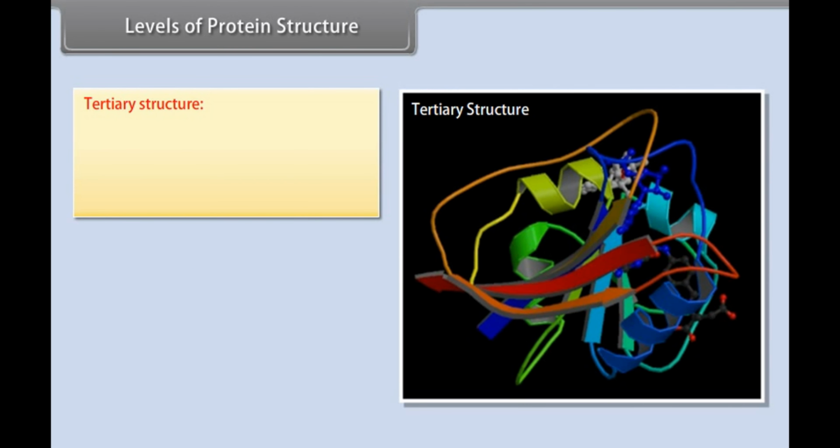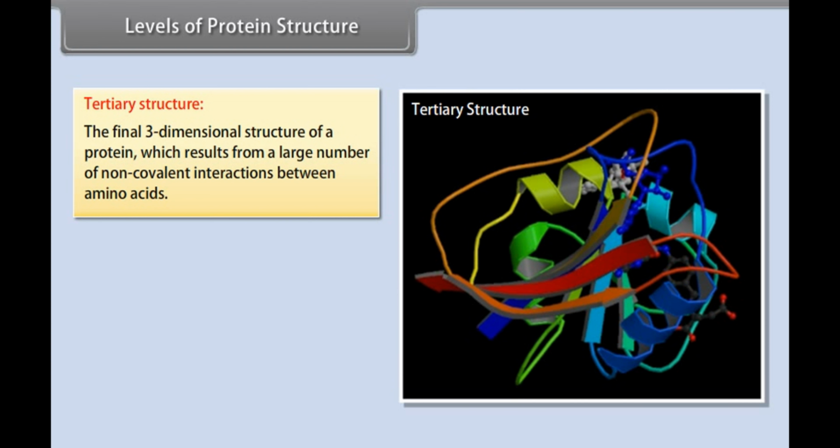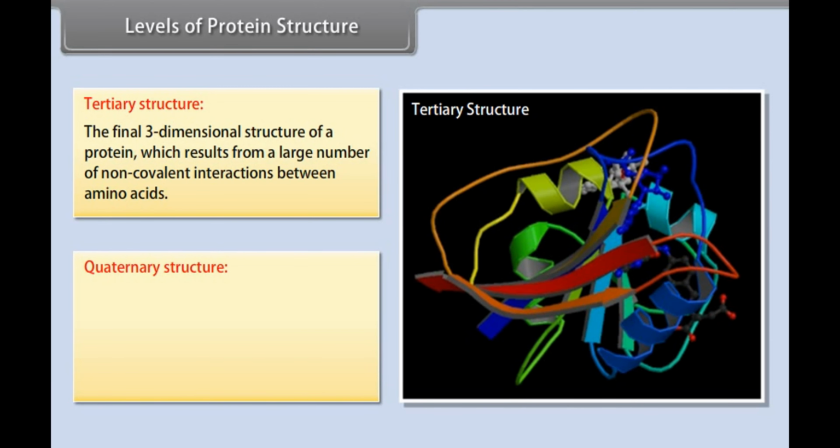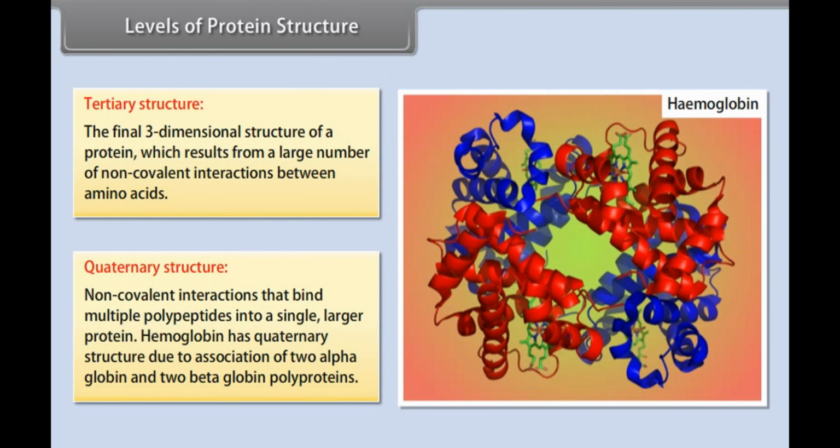Tertiary structure. The final three-dimensional structure of a protein, which results from a large number of non-covalent interactions between amino acids. Quaternary structure. Non-covalent interactions that bind multiple polypeptides into a single larger protein. Hemoglobin has quaternary structure due to association of 2 alpha-globin and 2 beta-globin polypeptides.